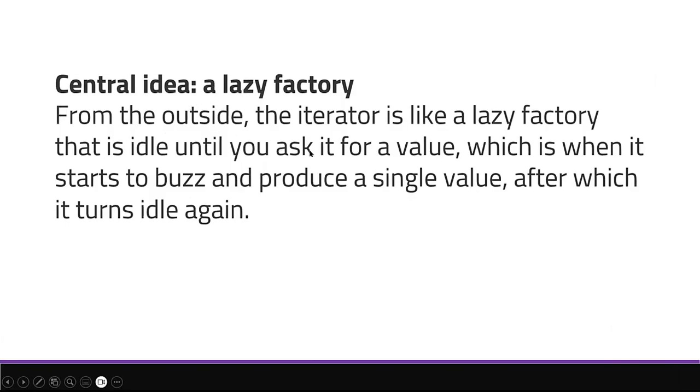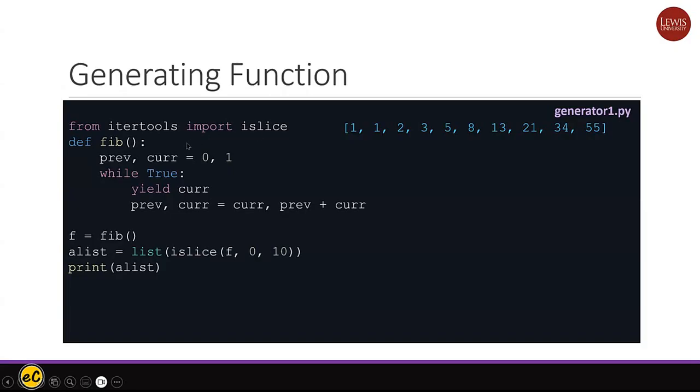From the outside, an iterator is a lazy factory that is idle until you ask for a value. Here is a generating function. You have a Fibonacci function, and your initial value is 0, 1. You get a value, and then previous and current are 0, 1, and then you go to 1, 2. You get a value, you get another one. So this one eventually will give you the Fibonacci sequence.